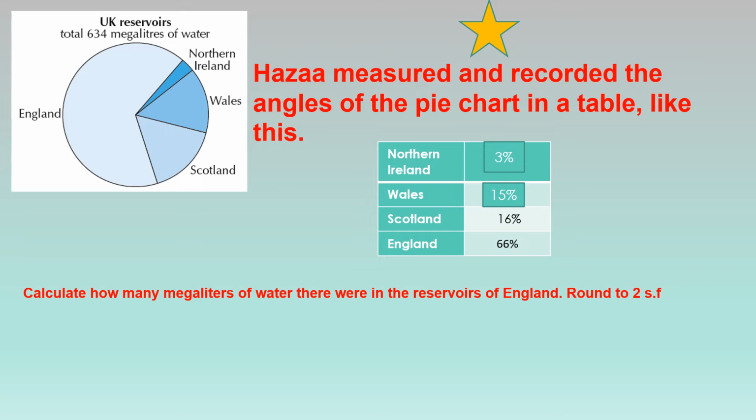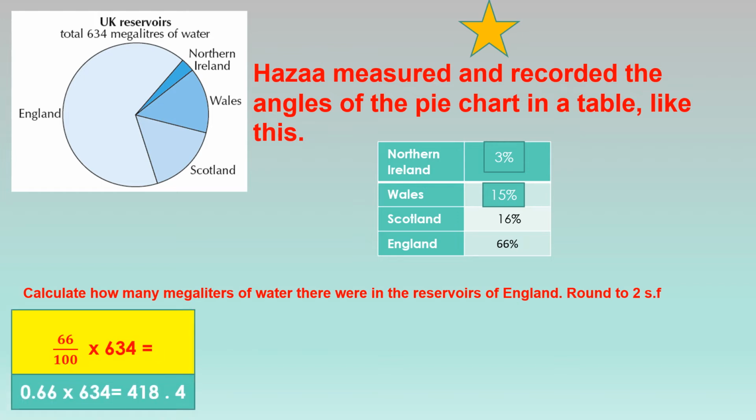Now let's check Hazzaz's results. As you notice, he represented the table by percentage. Since we want to find how many megaliters of water in England, we will take the percentage of England. What's a percentage? It means over 100, so it's already represented as a fraction. 66 over 100 can be easily written as a decimal number, which is 0.66.